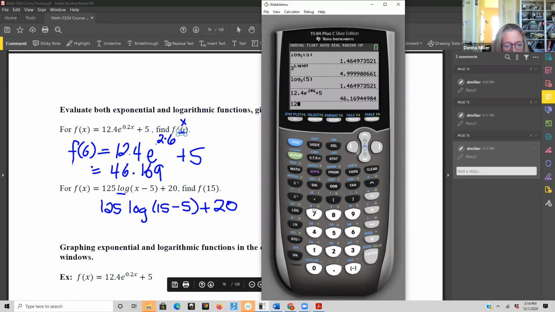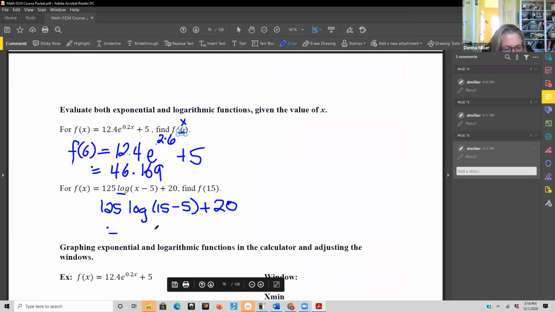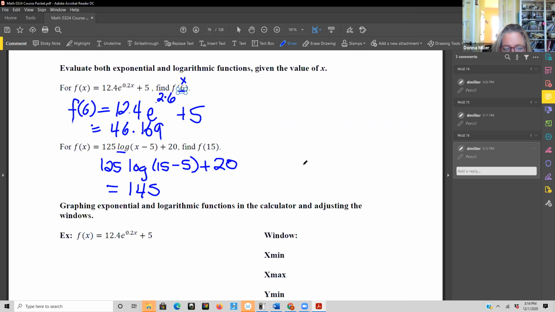125 log 15 minus 5, close that parenthesis, plus 20. And I get 145. Okay, all right. All right, everybody able to find their log button? Okay, if you have an 83, hang on, I'm not done yet.